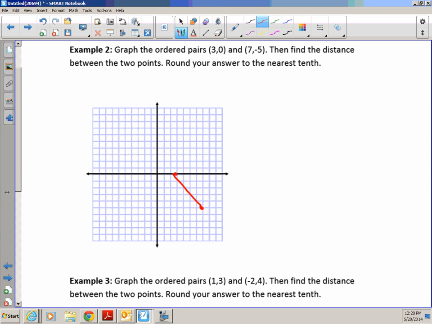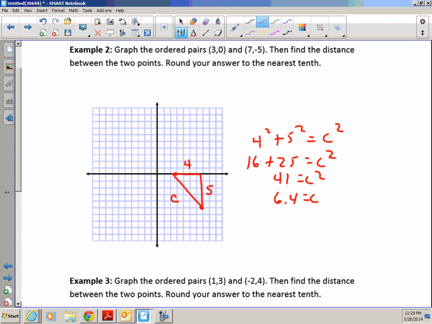So what's a good strategy to use here? Well, we can't, again, count from those 2 points, but we can create a right triangle. Now, why is that helpful? Because we now know that this is 4 units, this is 5 units, and now we're trying to find the hypotenuse so that we can do 4 squared plus 5 squared equals c squared. Now we're just doing the math. Since it said round to the nearest tenth, we get c is 6.4. Okay?